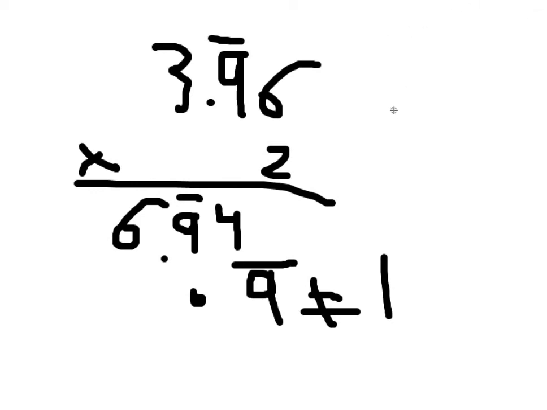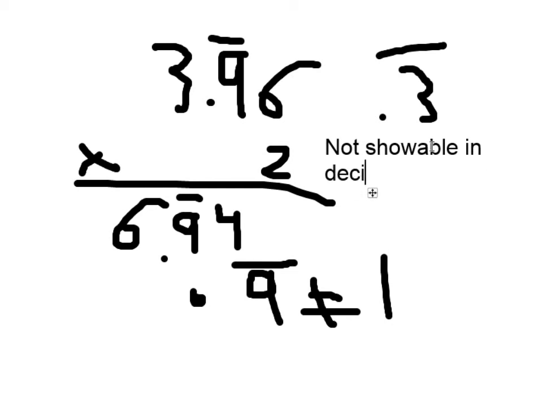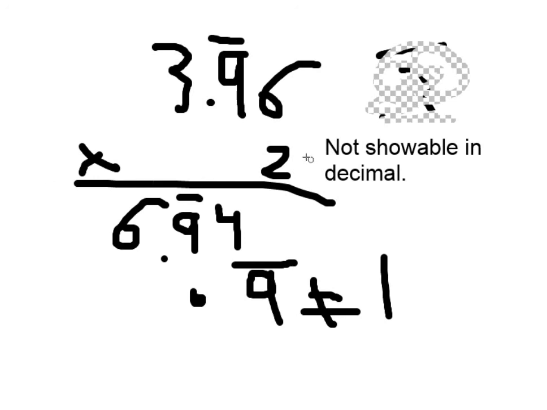Yeah, sure. Then we get both 0.3 repeating not showable in decimal, or no, not 0.3 repeating, 1/3, and we also get 0.9 is not showable. We get anything which requires infinite.